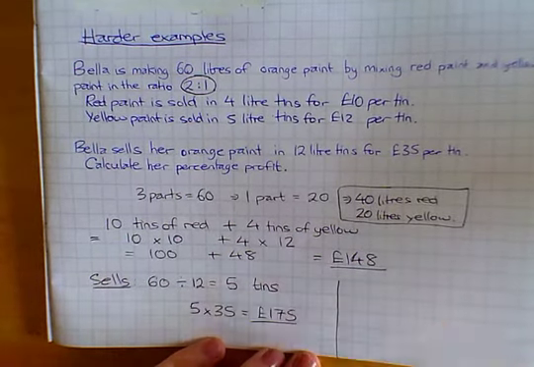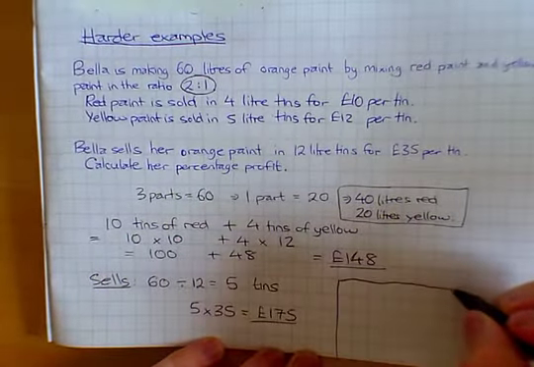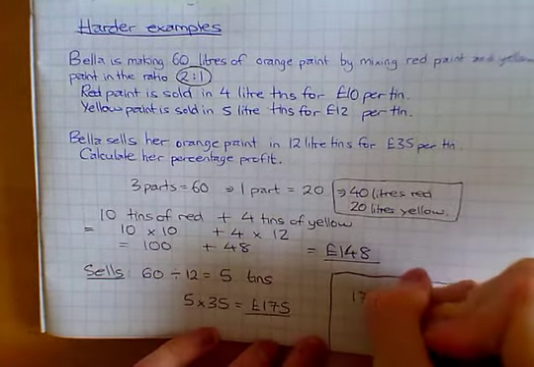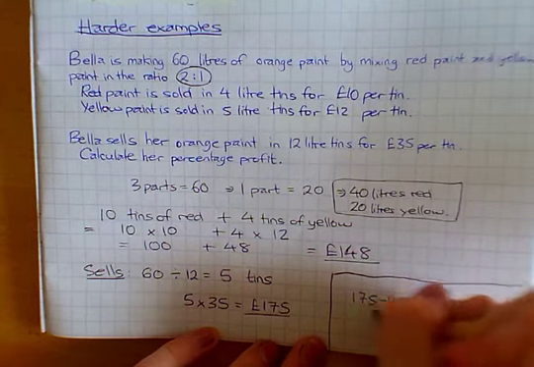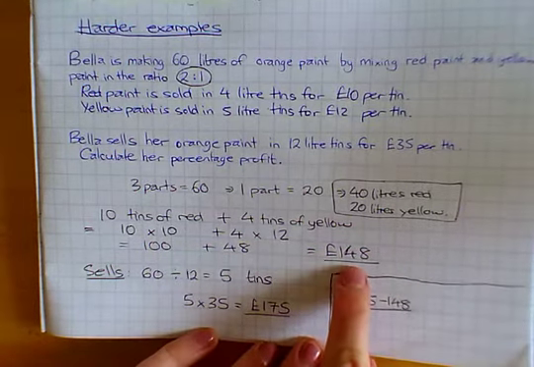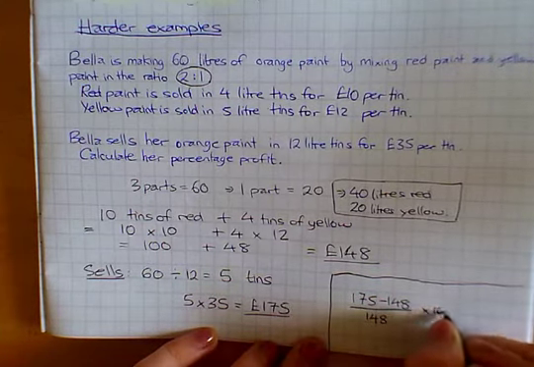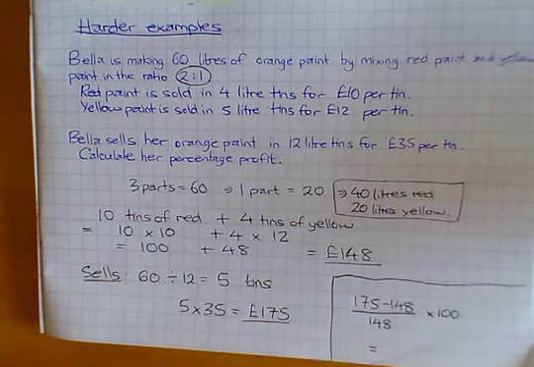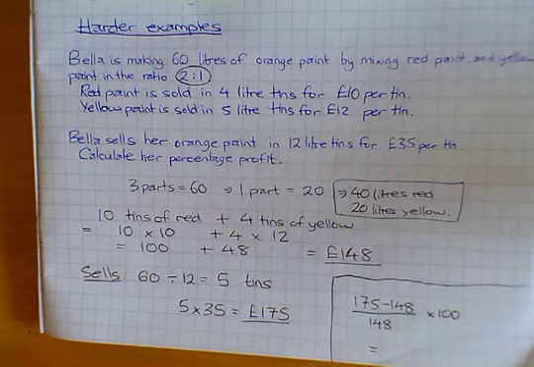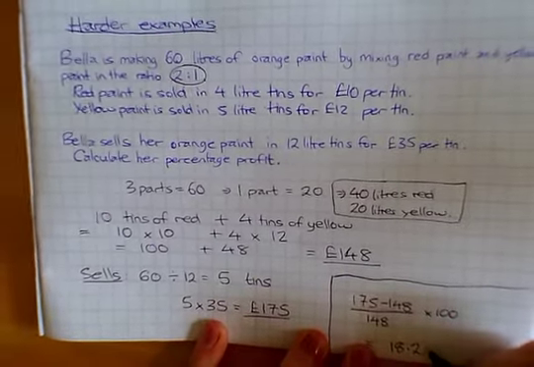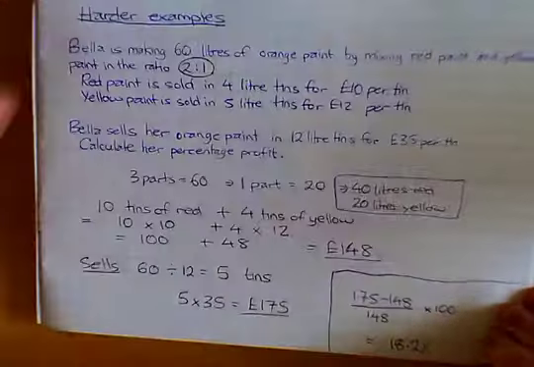So if I just do this over here, remember her percentage change is the change, so the difference here, divided by the original. Now the original is how much she spent, and then we will times that by 100. And if you were to calculate that, that would give you an answer of 18.2% to 3 significant figures.